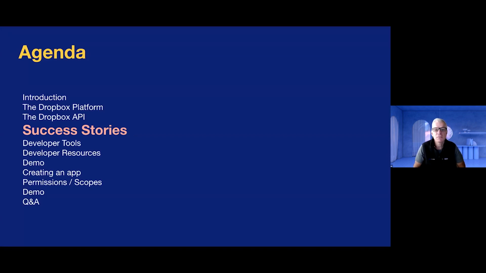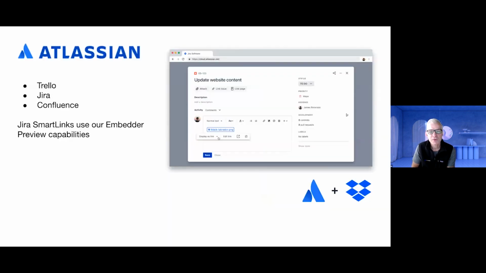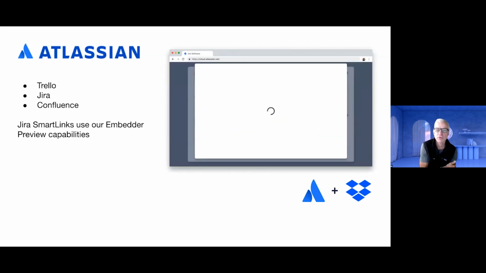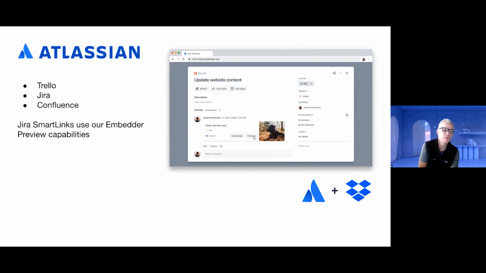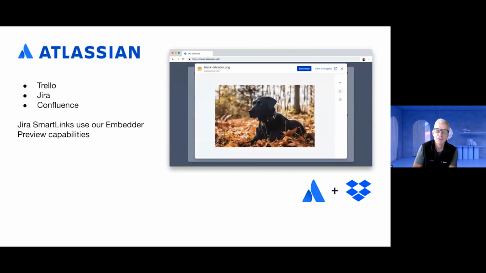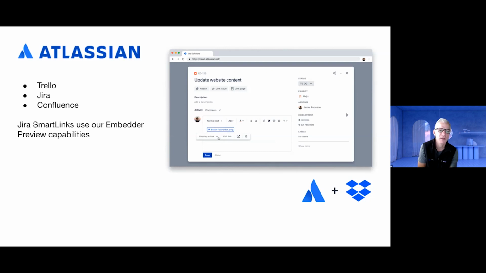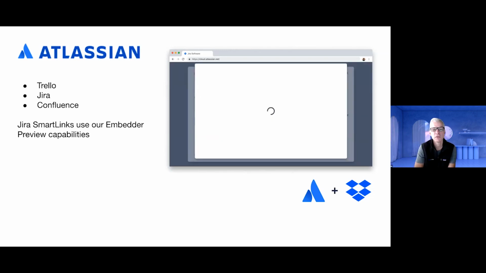Let's take a look at some interesting cases of leveraging the Dropbox API. One of them, Atlassian. If you are a developer, you probably heard of them, and they have products that are really popular among development teams like Jira, Confluence, and Trello. They have a feature in Jira called Smart Links, and they use our embedded preview capabilities. And we're going to talk about the pre-built components in a second, but basically they are able to preview documents from Dropbox from within the Jira interface without having to leave their user experience.